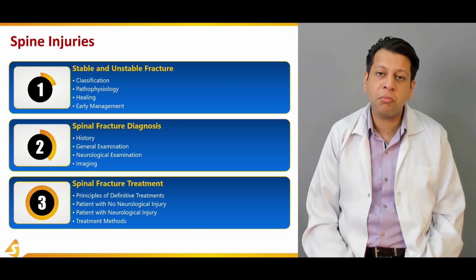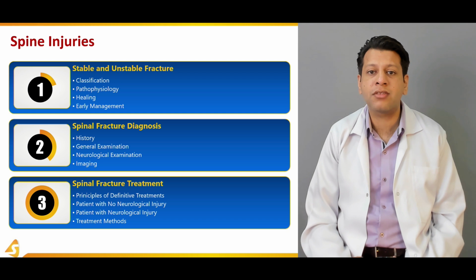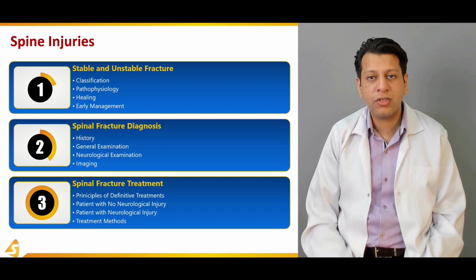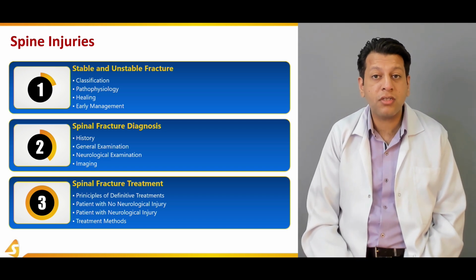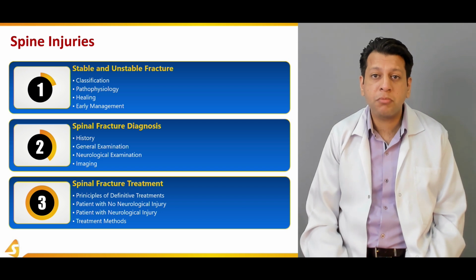What are the anterior, middle and posterior columns, and how do they affect the stability in fractures of the spinal cord? Then we will discuss the classification. Then we will go to the pathophysiology. What is the mechanism of injury? How can the spinal cord be damaged?